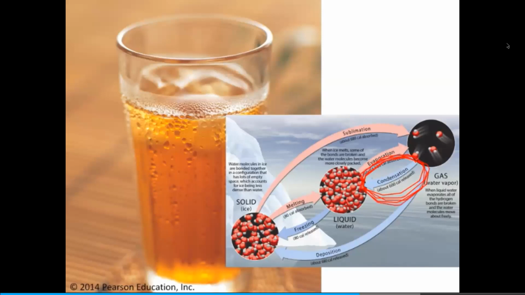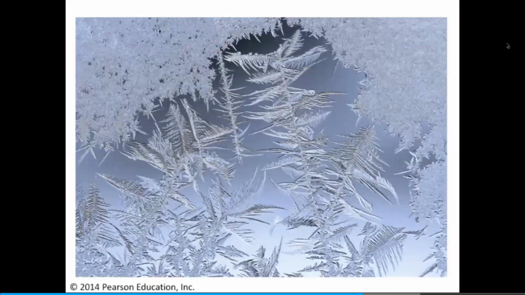Okay, let me give you two other options. You tell me what's going on. Here's the first one. This is frost, such as might develop on a window pane or might develop on your car windshield after a cold night. So which of the different phase changes is this representative of?